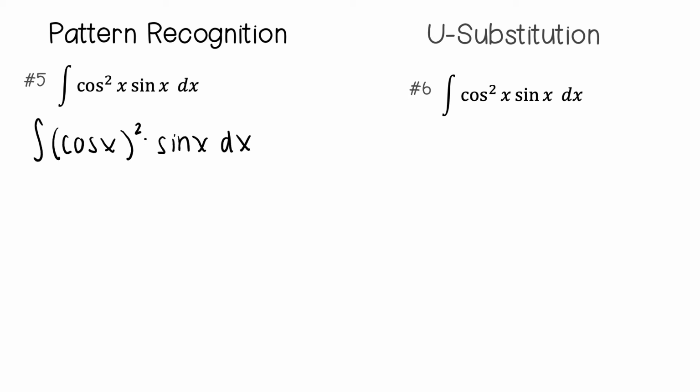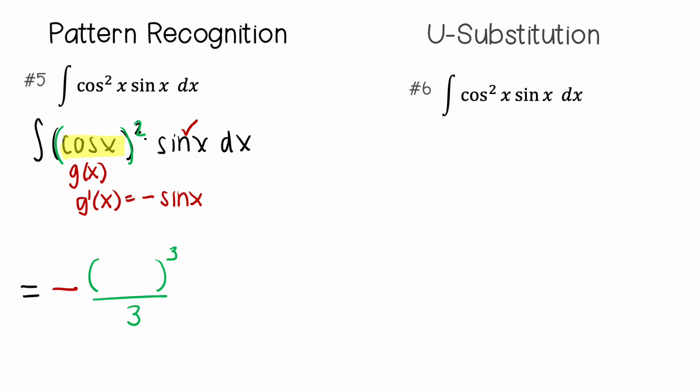So now using pattern recognition, I'm going to identify my inside function, my g of x, as cosine of x. Now if g of x is cosine, then g prime of x, the derivative of cosine, is negative sine of x. So we have the sine of x, we just need to account for a negative. And now we've accounted for our whole g prime. So now we can go ahead and integrate as normal. We're going to integrate that outside function, which in this case would be something squared. So to integrate something squared, we would get something cubed over 3, and that something is our g of x that stays the same. So we can write our final answer here as negative 1/3 cosine cubed of x plus c.